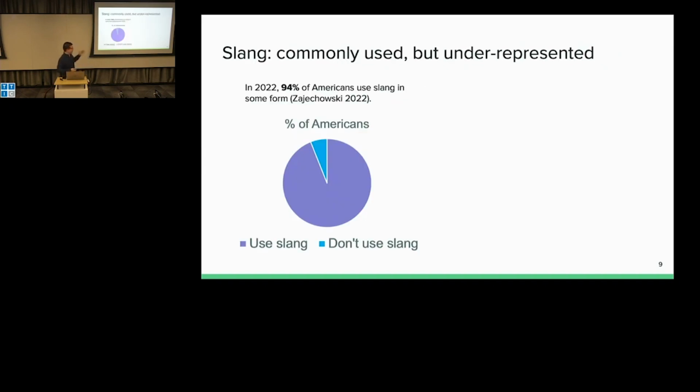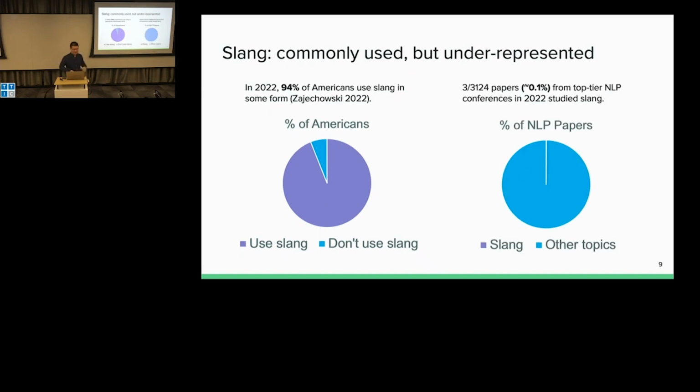And so just a quick aside. Slang is actually a lot more common than people probably believe. In a survey done back in 2022, 94% of Americans said they used slang in some form over the past year. But if you look at the number of papers in ACL-type conferences, this is still a very understudied topic.